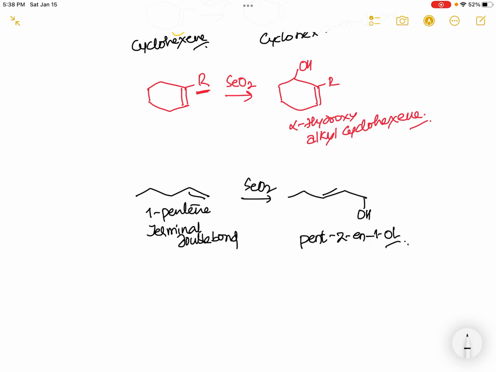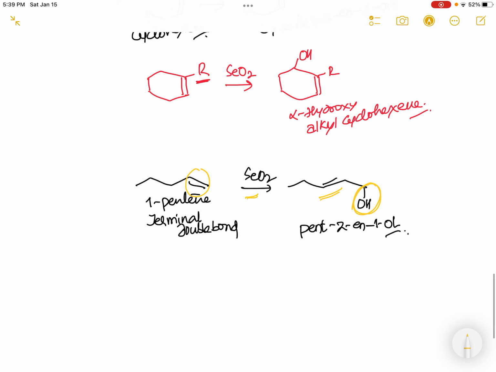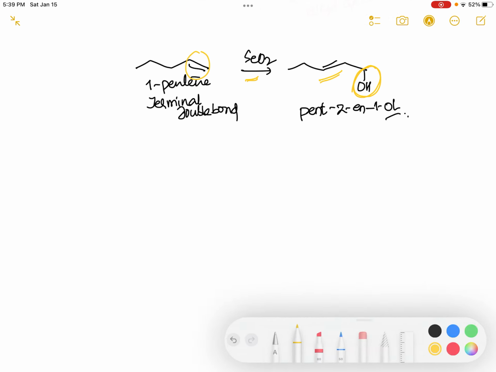See the statement again. Terminal double bonds. I'll show you the terminal double bond. This is the terminal double bond. Terminal double bonds are oxidized by selenium dioxide to a primary alcoholic group. This is the primary alcoholic group, and you can say allylic migration. Allylic migration means the double bond is coming inside. So pent-1-ene is converted to pent-2-en-1-ol by selenium dioxide. Again, one very special reaction.